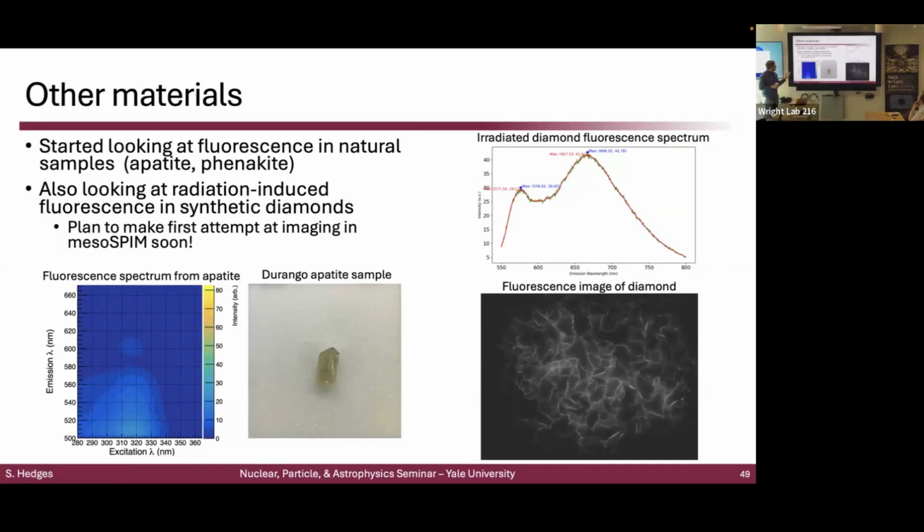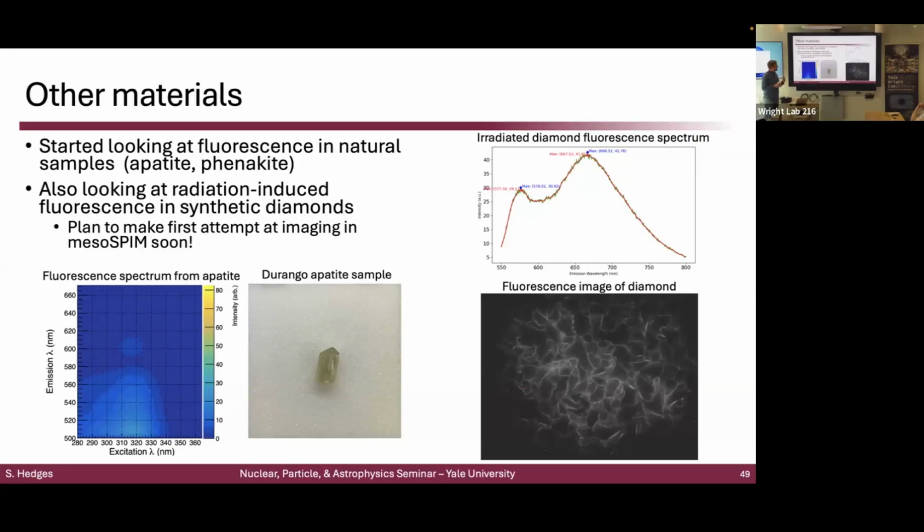And then finally, we started looking at some other materials other than lithium fluoride. So we have a couple natural samples that we've looked at the fluorescence from with our spectrophotometer. Shown here is a sample of Durango apatite, which has a very nice fluorescence emission around 525 nanometers. The downside is that we need 315 nanometer excitation light, and we're not sure if that will work with our existing optics. We've also looked at another similar material called phenakite and saw similar fluorescence behavior. We're also looking into diamond.